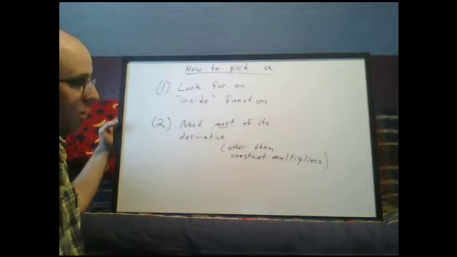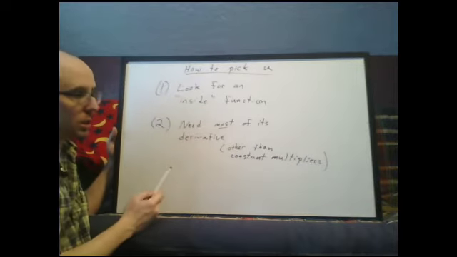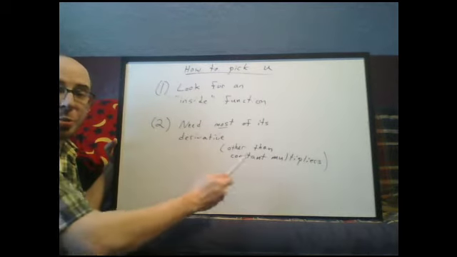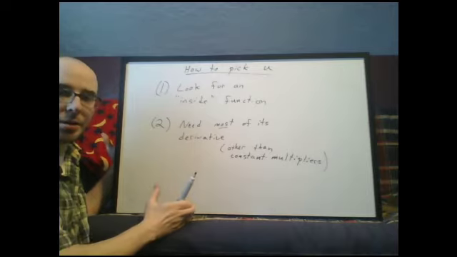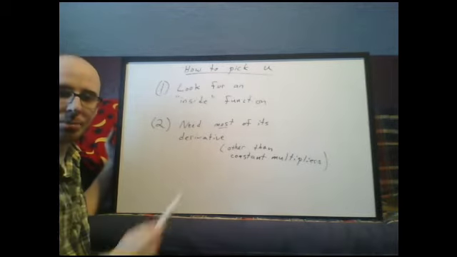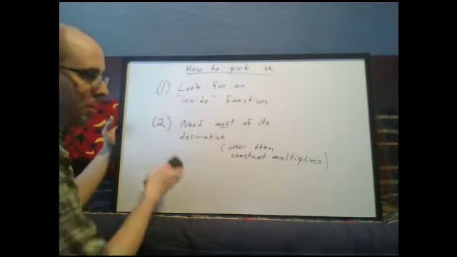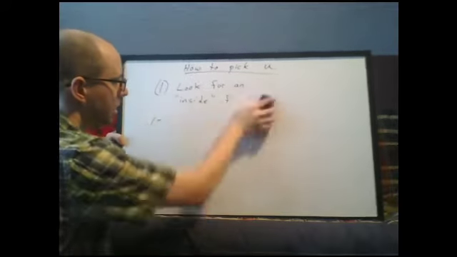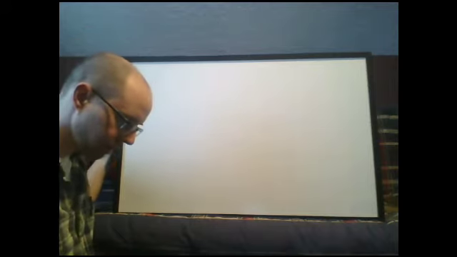Okay, so when you're making your choice, you're looking for inside functions whose derivative is also present as a multiplier, other than maybe some constant multiple. We're having the wrong constant multiple. Okay, so let's do another couple here.